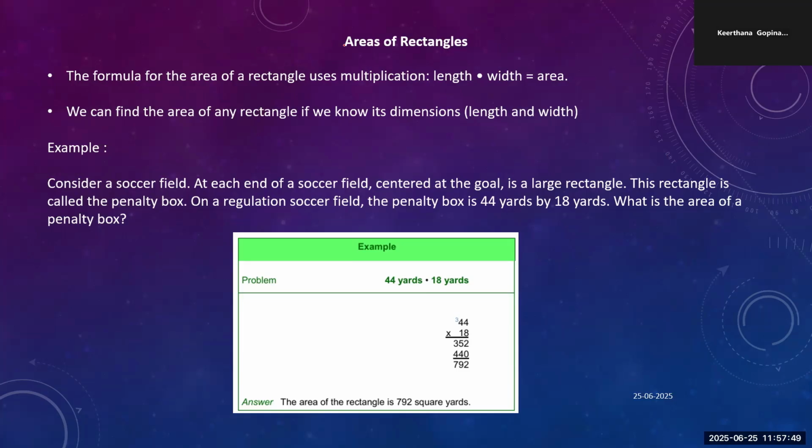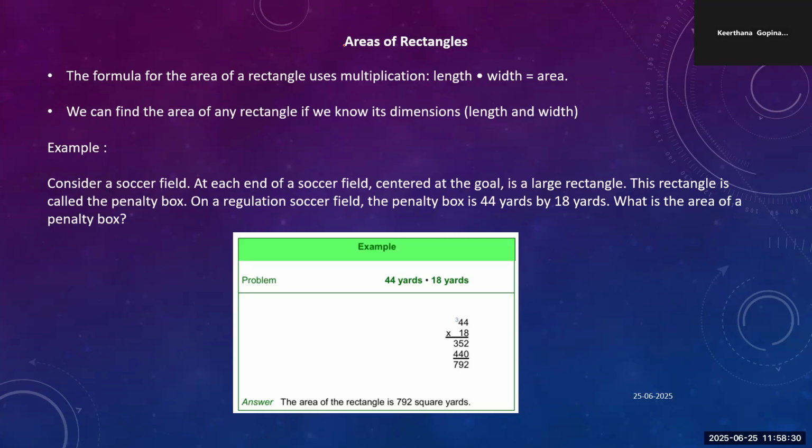Consider the soccer field. What's a soccer field? Any idea? Soccer is a game, right? What game? Like football. Football, right? Correct. Soccer is a synonym for football. That's why you should learn synonyms. Then you will be able to relate a lot of words. So a soccer field is a football field.